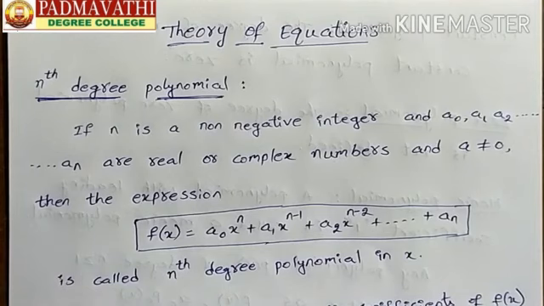Here, in the last term an, there is no variable. In all the remaining terms, variables are there. The first term is x power n, the second term is x power n minus 1, then x power n minus 2, x power n minus 3 and so on. Among all these, x power n is the highest power. So the degree of this polynomial is n. That's why we call it an nth degree polynomial.